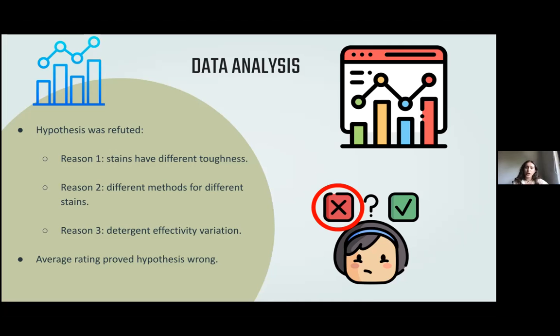Reason number 3 was the detergent effectivity variation, because the detergent that worked the best was Limpios biodegradable and not Ariel non-biodegradable. And this discards the idea of biodegradable detergents having softer ingredients because it had the highest rating. The highest rating of the detergents and the average of the ratings of the methods demonstrated and thoroughly refuted the hypothesis.